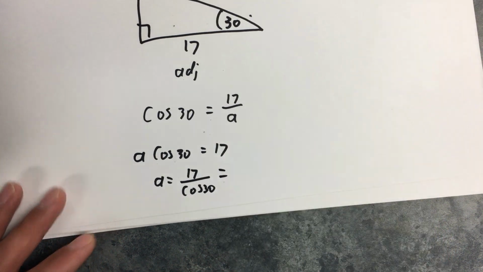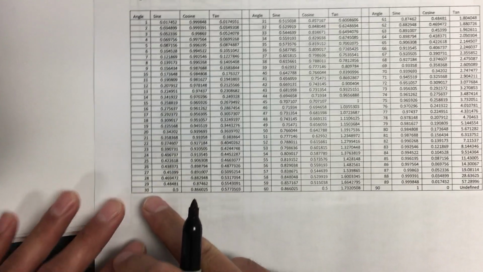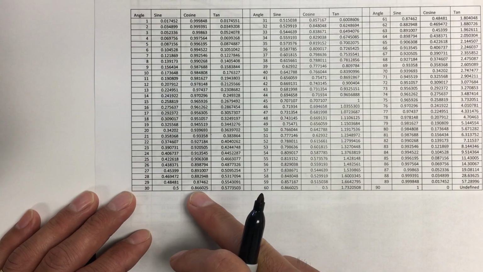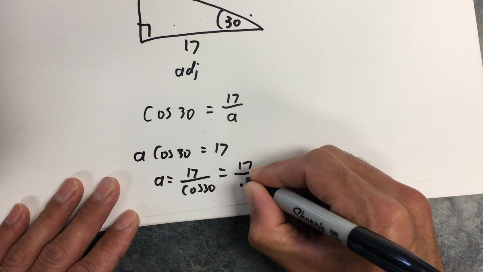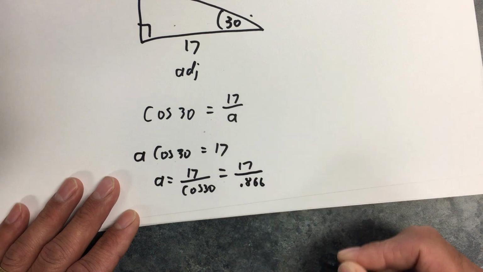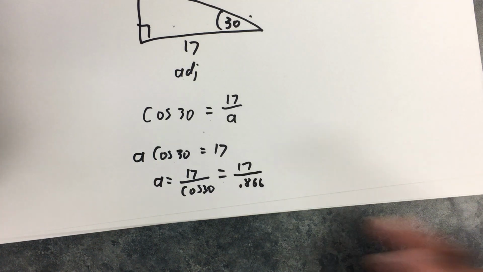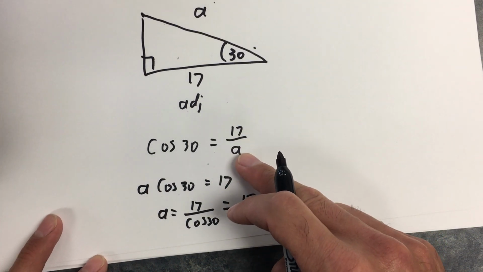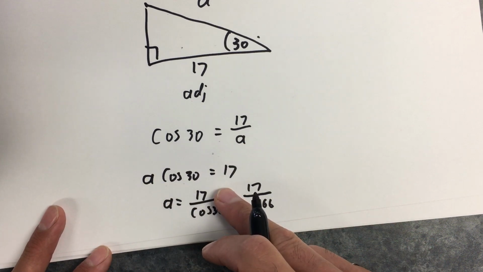Now what's the cosine of 30? I'll go to my trig table, and for 30 degrees the cosine is 0.866. So that's 17 divided by 0.866. Now remember, in the last one we were multiplying, in this one we're dividing, because what we're looking for is on the bottom. So we do a couple of algebra steps to get it on top before we isolate it.